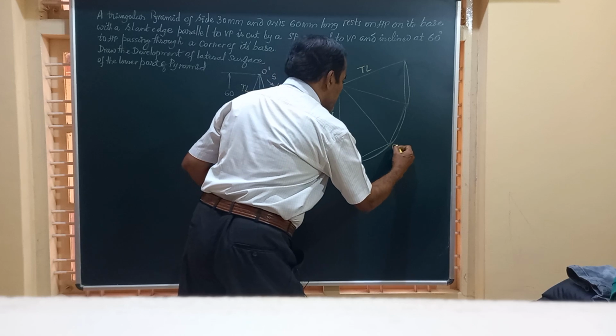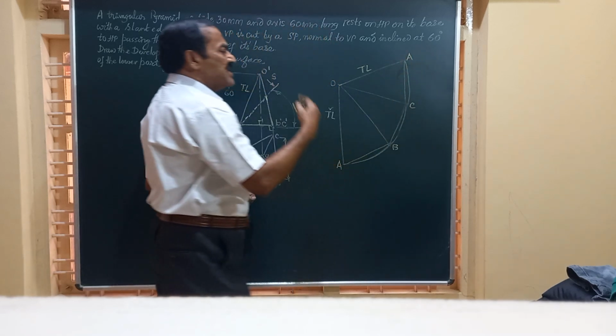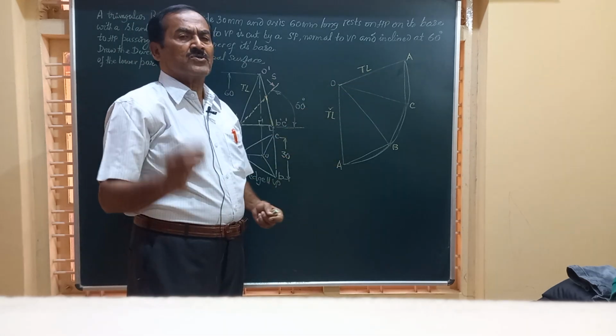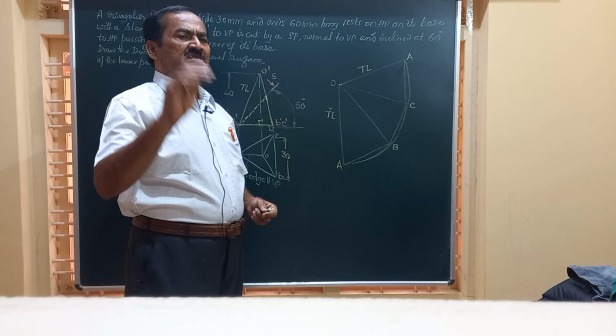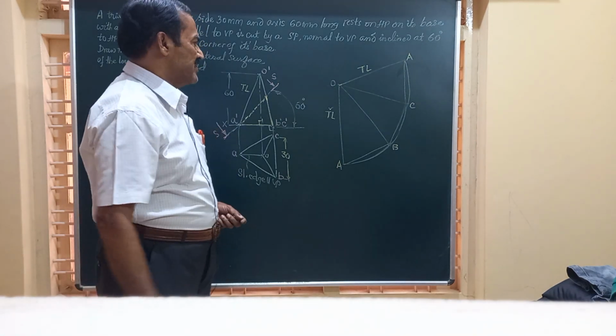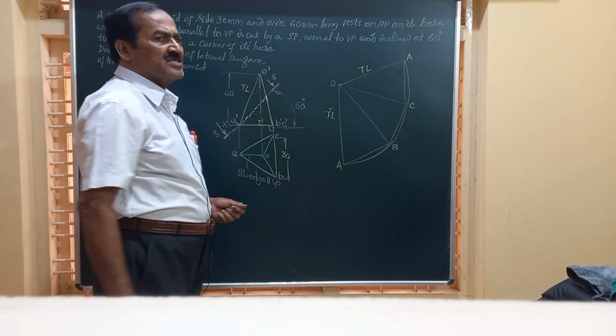This becomes B, this is C, again A, because in any of the developments, the first line and the last line should have the same marking, whether it is a pyramid or a prism or a cylinder or a cone, whatever it may be. Friends, let us see where all the section plane is cutting the solid.